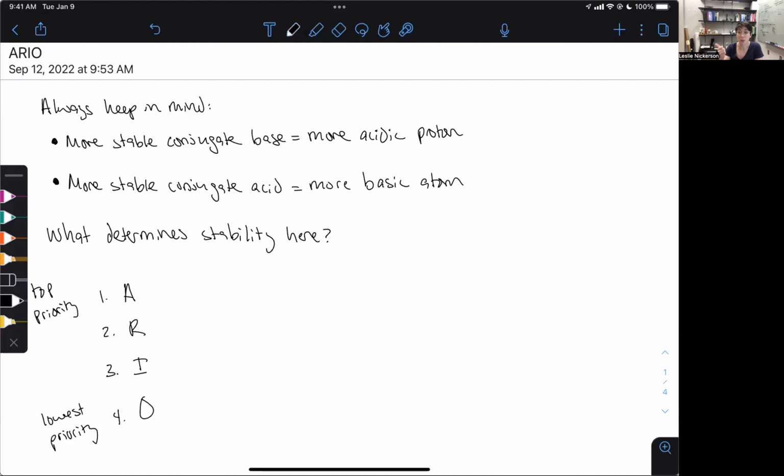Before we get going on those though, I do just want to make sure that we keep in mind that the more stable conjugate base is going to come from the more acidic proton, and the more stable conjugate acid is going to come from the more basic atom. So what you should be thinking about here is you should be looking at charged structures, and those charged structures are going to be much easier to compare stability than if you're looking at two neutral molecules. That becomes really difficult.